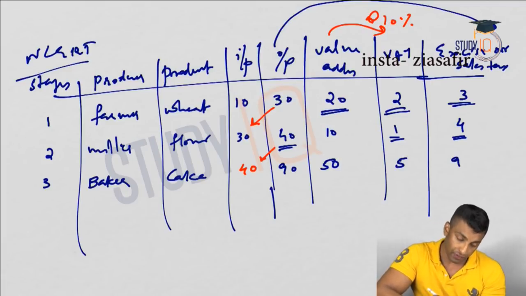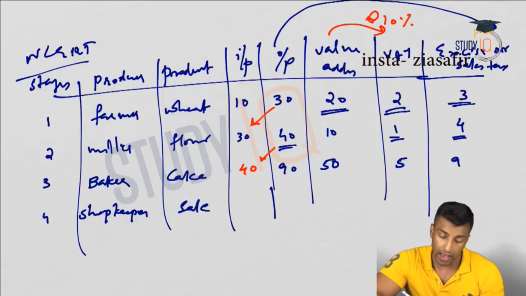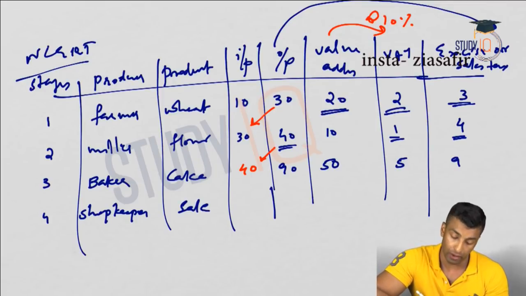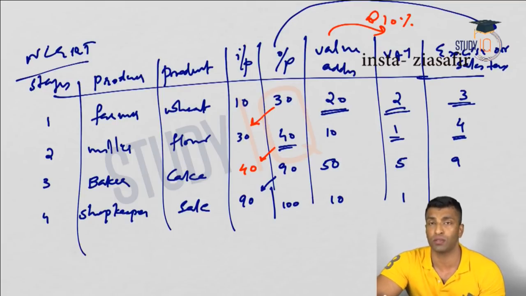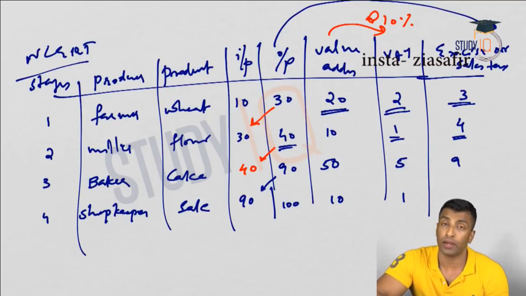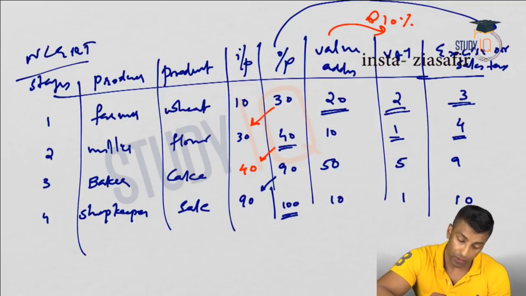Then finally it will go to the shopkeeper, who will be selling this. The input cost for him, the price at which he got it, is 90. The cake cost is 90, he is selling it at 100. So what is the value addition? That is 10 rupee, so he will be supposed to pay tax for this 10 rupee extra, that is 1. Otherwise, if you calculate on the production, that is going to be 10% of 100, that is 10. Now let's calculate this total here.